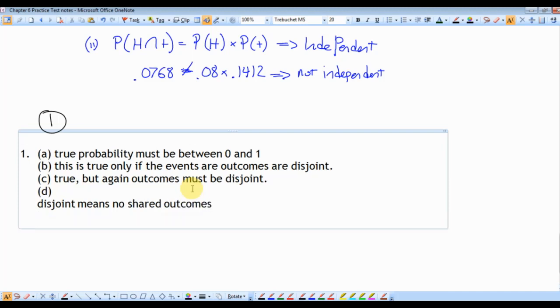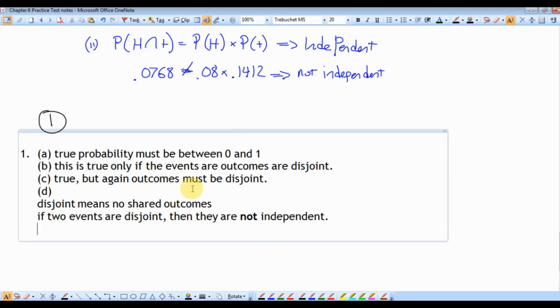If two events are disjoint, then they are not independent. Because independent means that if you know the first one happened, the second one has the same probability of occurring. For example, red cards and black cards. If I know I got a red card, then the probability that I got a black card is automatically 0. So that changed the probabilities. Things that are disjoint are not independent.